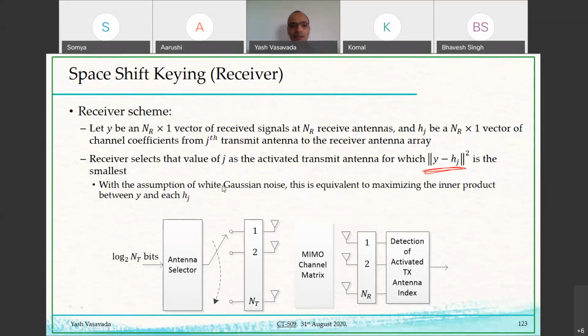Now, if I assume that the only difference between h of j and y is, when the transmitter has selected the jth transmit antenna, the only difference between y and h of j is the white Gaussian noise, the vector of noise samples. Then this minimum Euclidean distance detection scheme becomes identical to what? Assuming this Gaussian assumption, with Gaussianity, what does this scheme amount to?